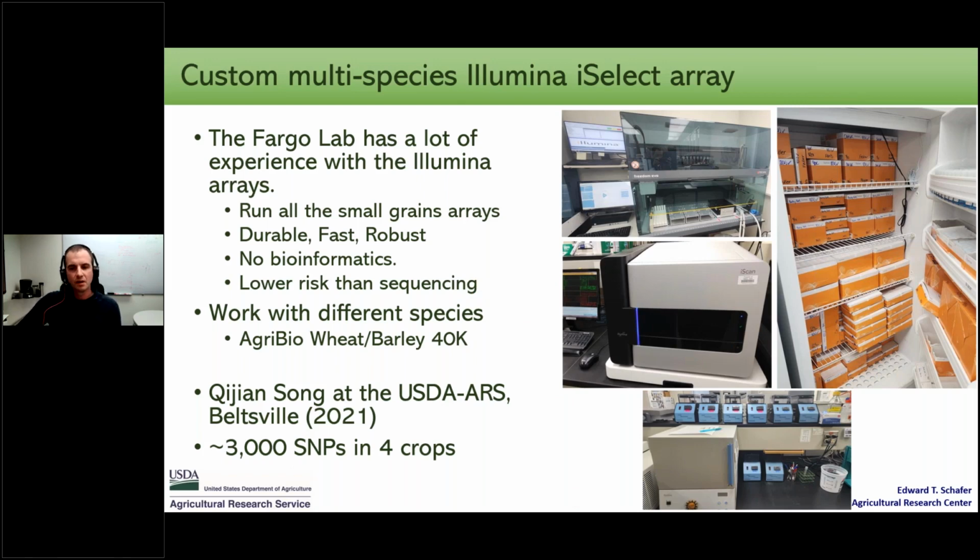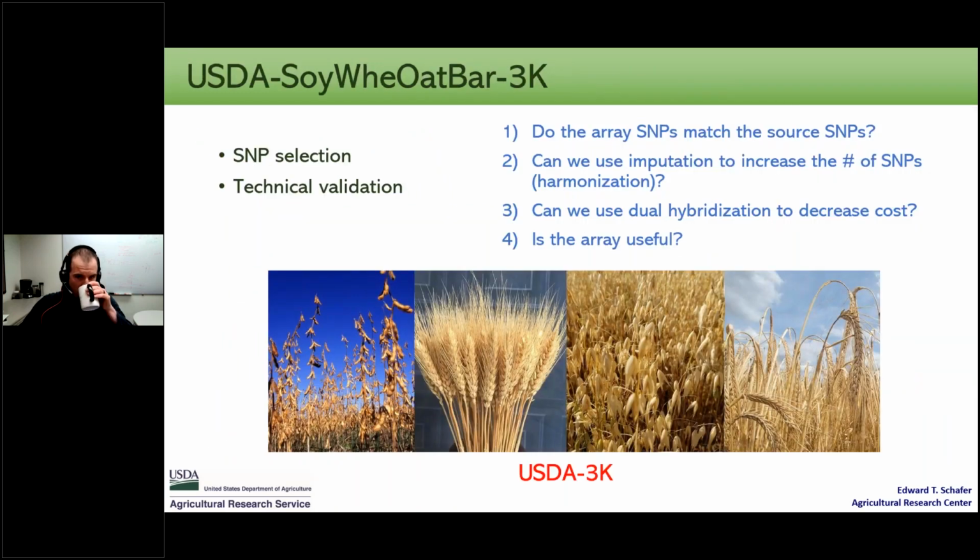Another reason we like these arrays is that we routinely work with 3 crops already, and we were inspired by the Agriculture Victoria AgriBio wheat barley 40K array. So in 2021, Illumina put us in contact with Dr. Qijian Song at the USDA ARS in Beltsville, who also had aspirations for a low-cost array in soybeans. So we decided to join forces to combine the purchasing power of the 4 different crop communities to get the per sample price of the array as low as possible without a huge initial commitment. So at that point, the USDA soy wheat oat barley 3K was initiated.